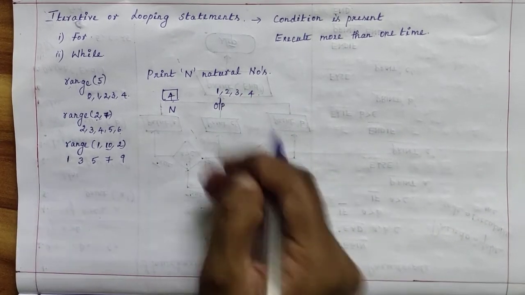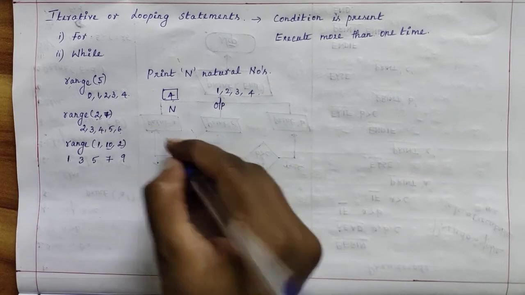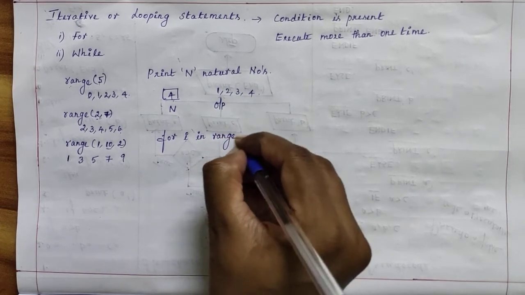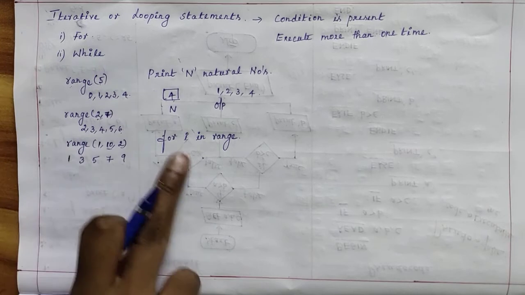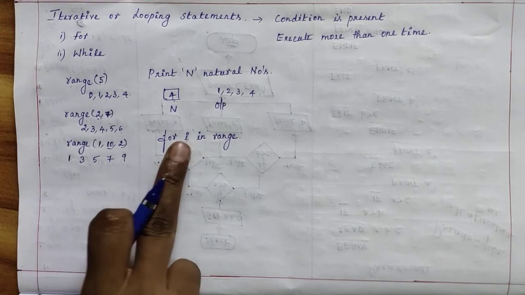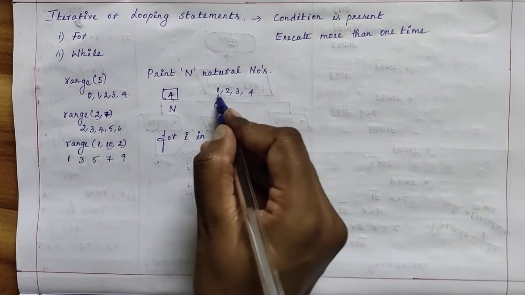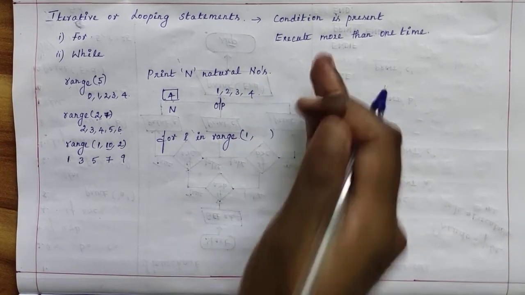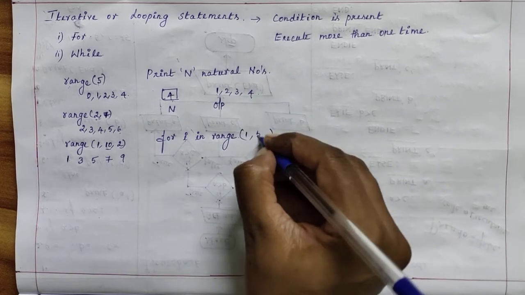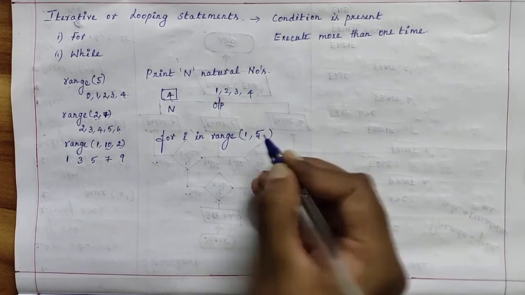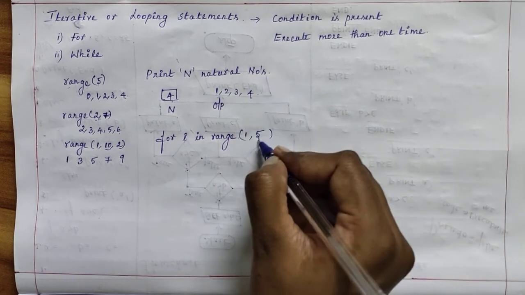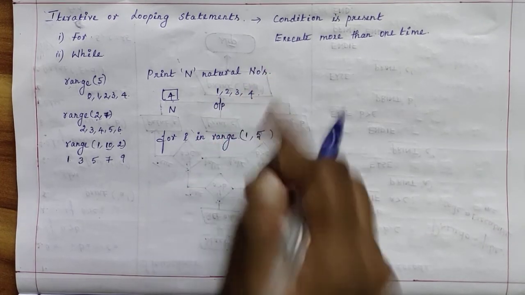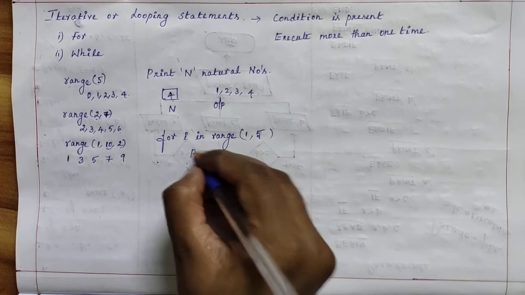For that we have to think of the logic. I'm going to write the logic with the help of the for loop. See here: for i in range of. Already I said that in iterative statements we use one variable, that is i, which is initialized. So for i in range of, what is the starting value? The starting value is 1, right? And up to 4 only we have to get the output, therefore we have to give 5. If we specify 5, we will get the output up to 4. If we give 4 here, we will get output only up to 3.